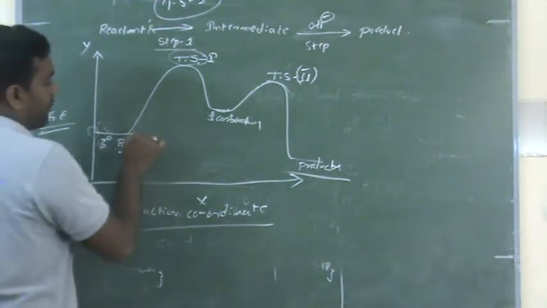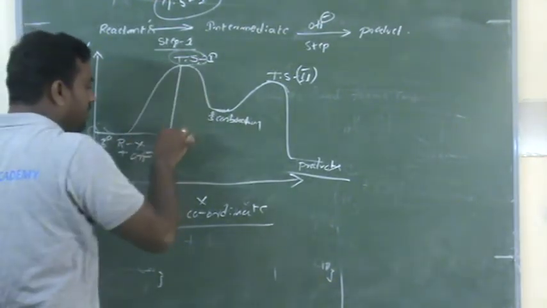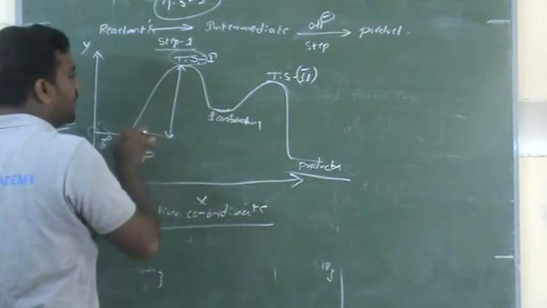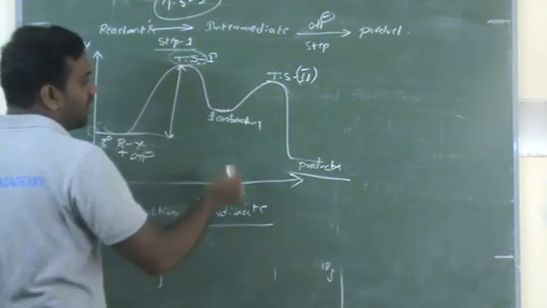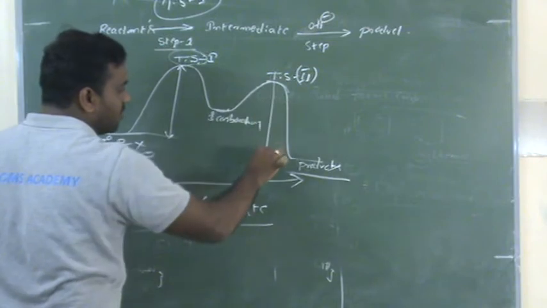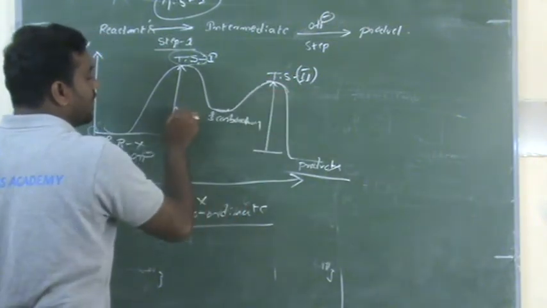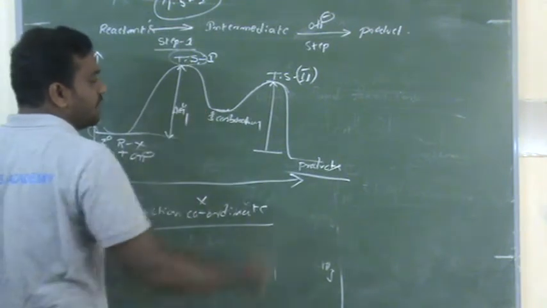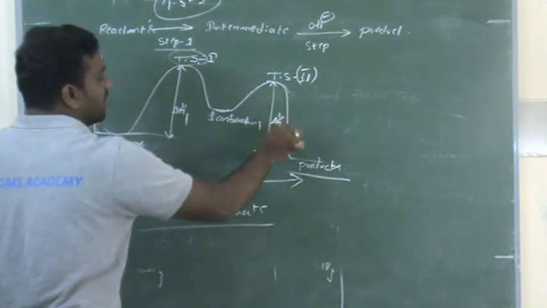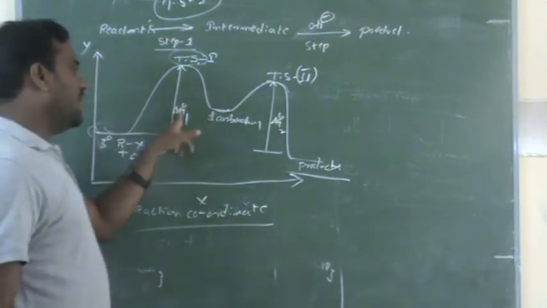Always keep in mind, this is the energy difference between the reactants and transition state 1, and this is the energy difference between the reactants and transition state 2. Delta G0 1, and I am writing that as delta G0 2. What is the meaning of delta G0?